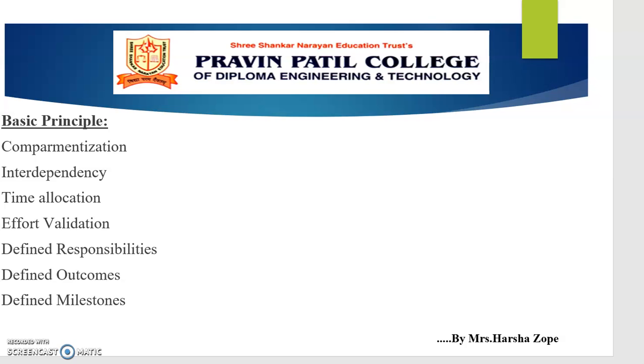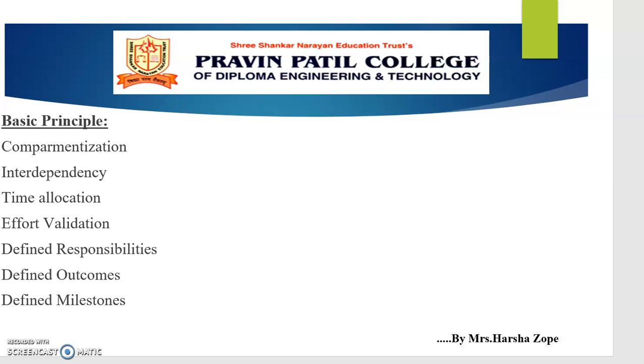Next is time allocation. For each scheduled task, some number of work units must be allocated. Some time must be allocated. The start date and end date of each allocated task must be specified. The next is effort validation. The number of people allocated for the scheduled task must be decided by the project manager. The next is defined responsibilities. Every task scheduled should be assigned to a specific team member.